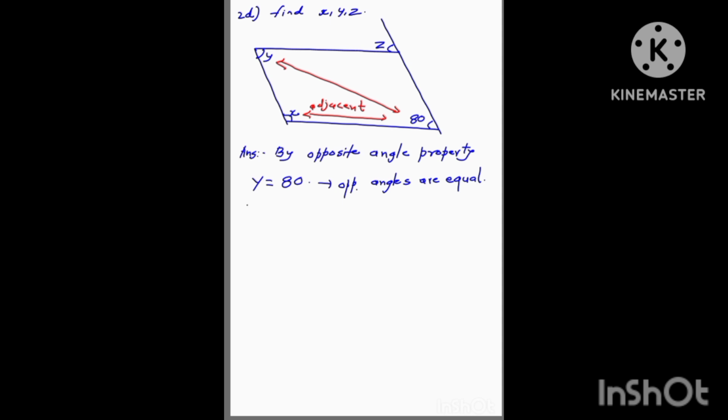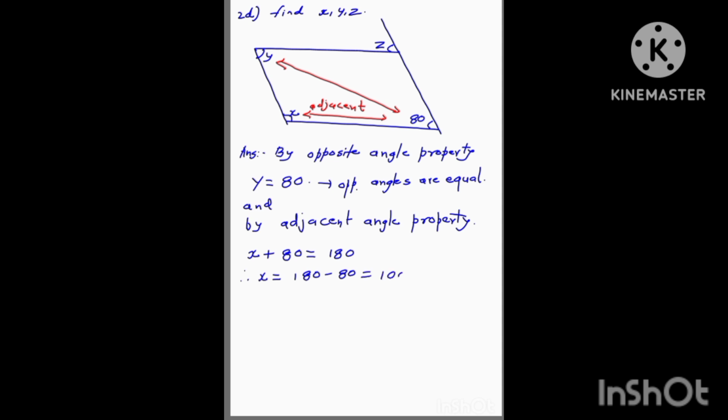The sum of the adjacent angles of a parallelogram is 180, that is, they are supplementary angles. So by the adjacent angle property of the parallelogram, we get x plus 80 equals 180. So x equals 180 minus 80, which is 100.